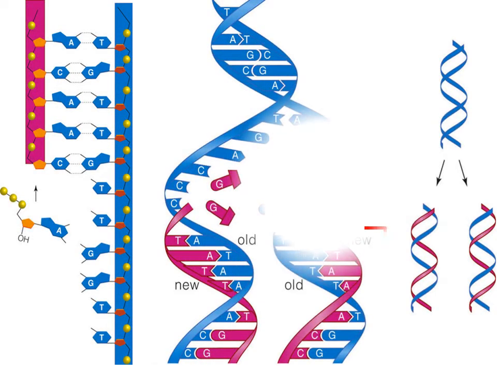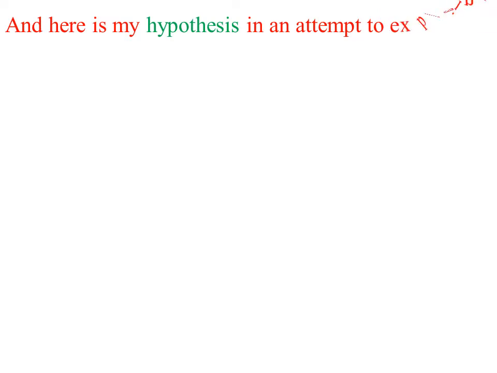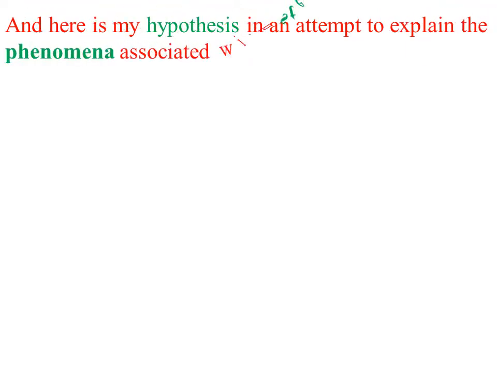The result of DNA replication is two DNA molecules consisting of one new and one old chain of nucleotides. This is why DNA replication is described as semi-conservative. Half of the chain is part of the original DNA molecule, half is brand new. And here is my hypothesis in an attempt to explain the phenomena associated with stem cells.